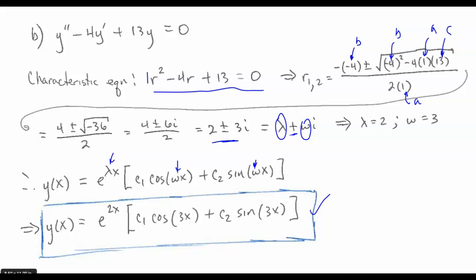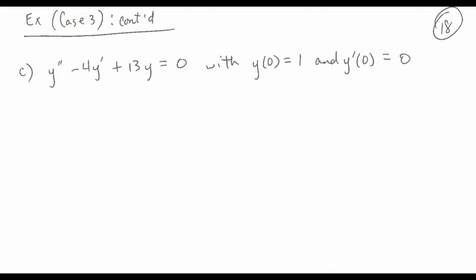All right, so let's move into some examples where we'll have some initial conditions. For this example, we pretty much have the same problem that we had last time, but now we have these two initial conditions with it. So what we're going to do is copy down the general solution from the previous problem. I'm just going to copy that down.